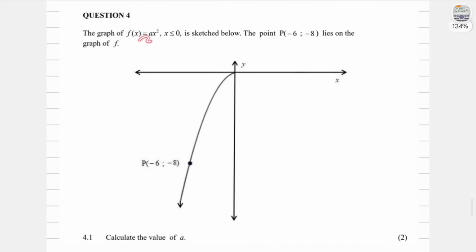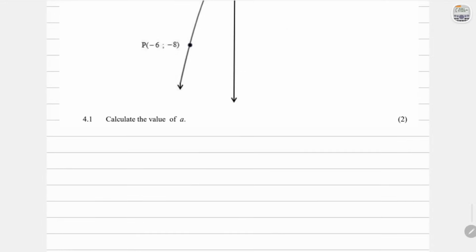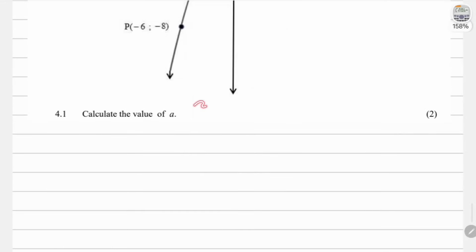Question 4 says, the graph of f of x, which is equal to ax squared, where x is less than or equal to 0, is sketched below. The point P, which is negative 6 and negative 8, lies on the graph of f. And the first question asks us to calculate the value of a.